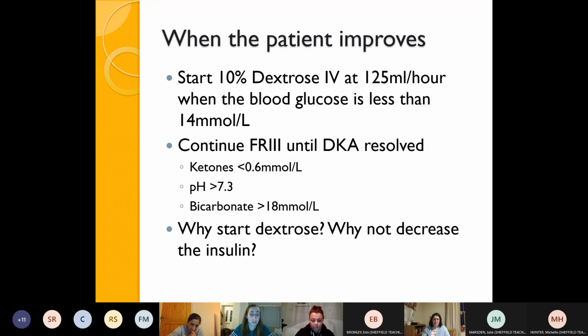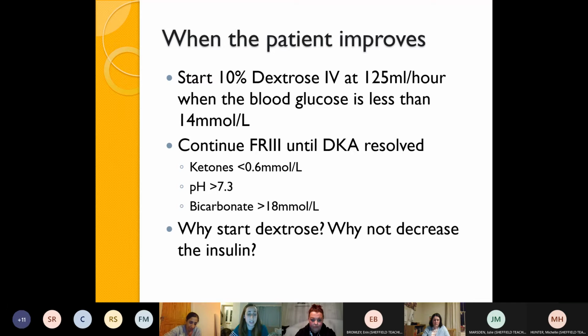So the reason that we're starting dextrose is to give the cells something else to eat, so that they don't then just go back into breaking down your fats and essentially go back into DKA. So with a sliding scale, it's a bit different. With the variable rate, that's a different scenario. But when you're on DKA protocol, fixed rate, when you start the dextrose, you don't stop it.